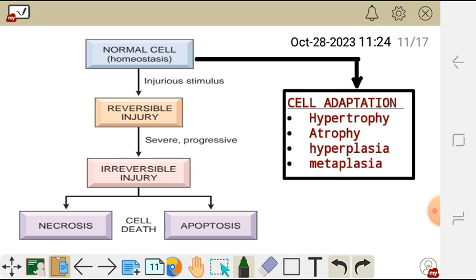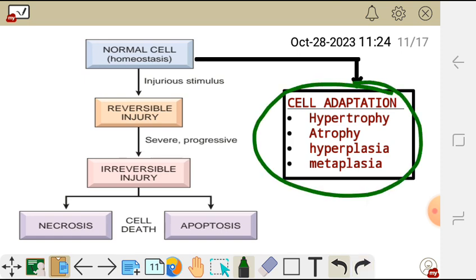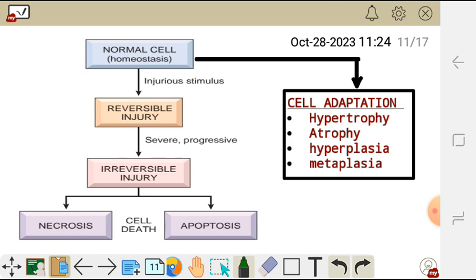But in this video, our main focus is cell adaptation, whereby if a cell is stressed, the first thing would be to adapt to that situation. Cell adaptation is of four types. We have hypertrophy, atrophy, hyperplasia, and metaplasia. So these are the four types of cell adaptation.